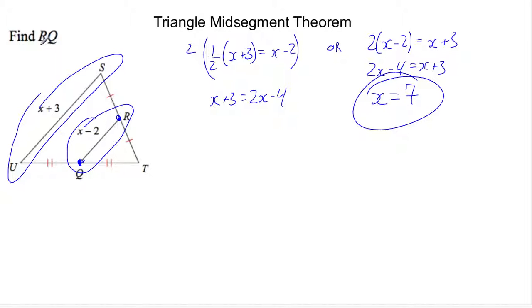And if we want to find the distance RQ, that's going to be 7 minus 2, so RQ is equal to 5. That's the triangle midsegment theorem. Real quick, real simple, real nice.